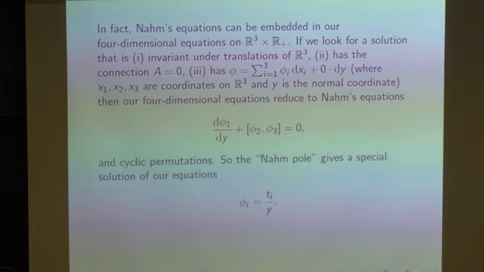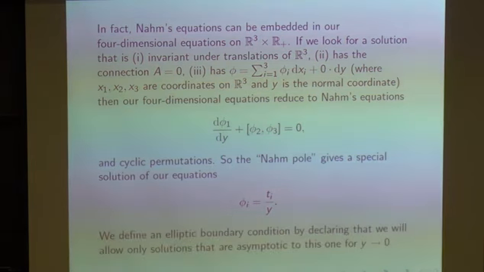Yes, for brevity. We can do this in a minute. Well, Greg has correctly pointed out that I wrote the t equals 1 version of Nahm's equation. But there's a similar embedding of a solution of Nahm's equation for any t. So the Nahm pole gives a special solution of our equations. We define an elliptic boundary condition by declaring that we only allow solutions that are asymptotic to this one for y going to 0.